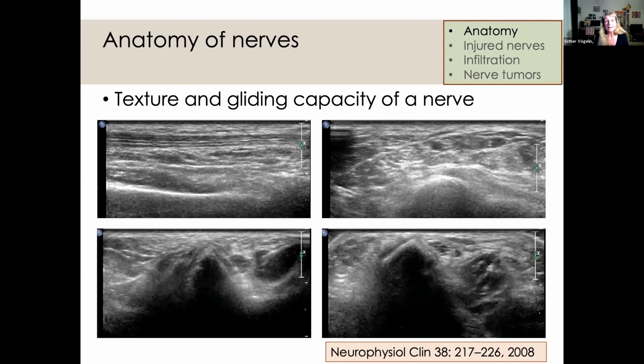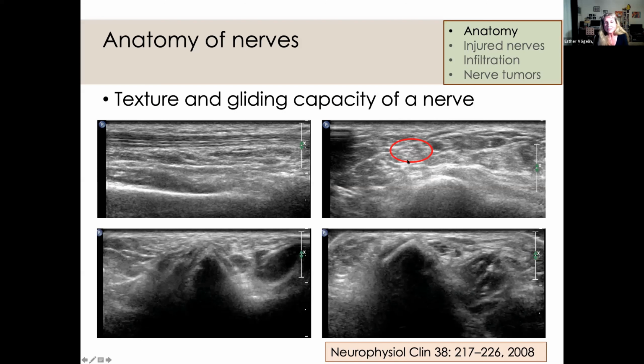The texture and the gliding capacity of a nerve is very good to see. You see here the typical longitudinal structure of a healthy nerve. This is an ulnar nerve, this is the ulna here, and you see the single fascicles. In the cross-sectional or transversal section, a healthy nerve shows like a salami slice. You see the white dots of the axons.